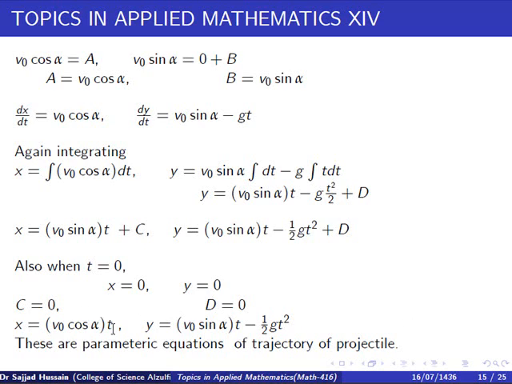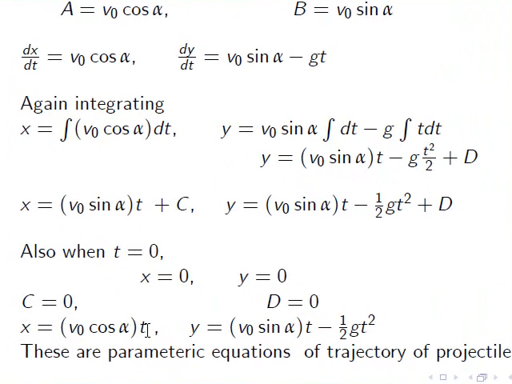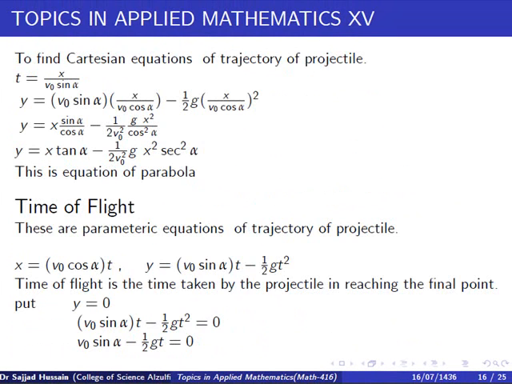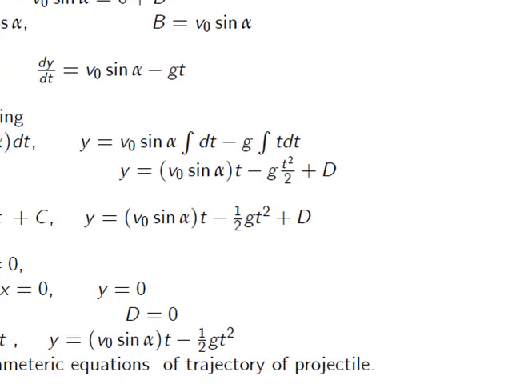We want to obtain the Cartesian equation. We take the value of t from here, divide this equation by v naught cos alpha, and we get the value of t. t is equal to x divided by v naught cos alpha, and put this value in the equation of y.